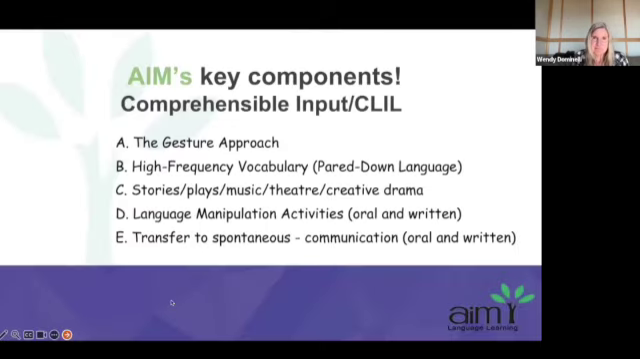So I'm going to go over the key components of the methodology. First of all, as you probably noticed, or you may know if you know a bit about AIM, one of the most interesting things about AIM when you walk into an AIM classroom is that the teacher is gesturing and the students are speaking. Sometimes the students are gesturing too, but most of the time it's just the teacher gesturing and the students are speaking.